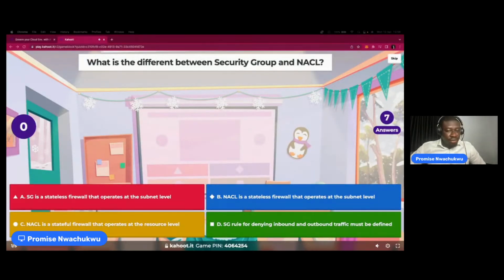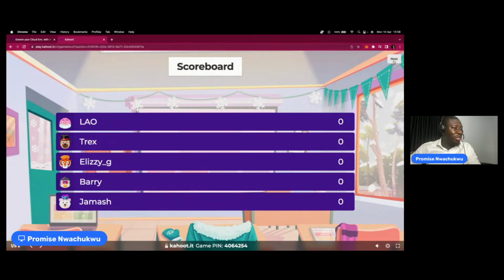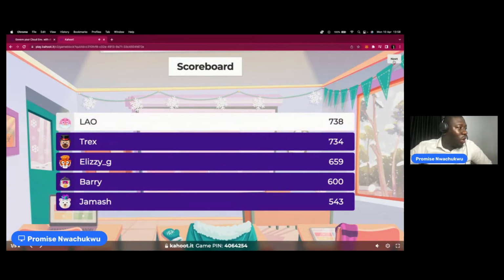Wow. We have 5 people who got the correct answers. Let's see who those 5 people are. NACL is a stateless firewall that operates at the subnet level. So let's see who's going to be topping the charts. Wow. Lau, Trex, Elizi G, Barry, and Jamesh. Nice one, guys.